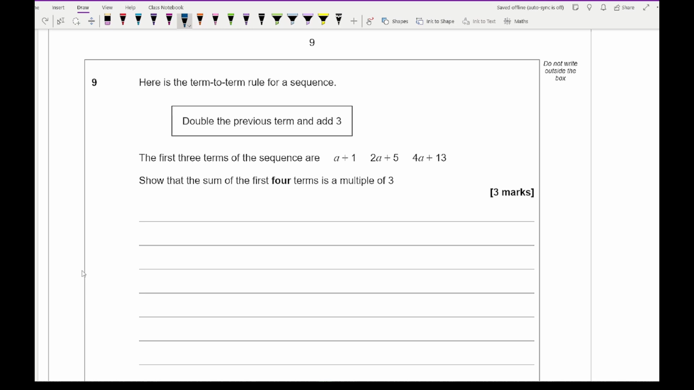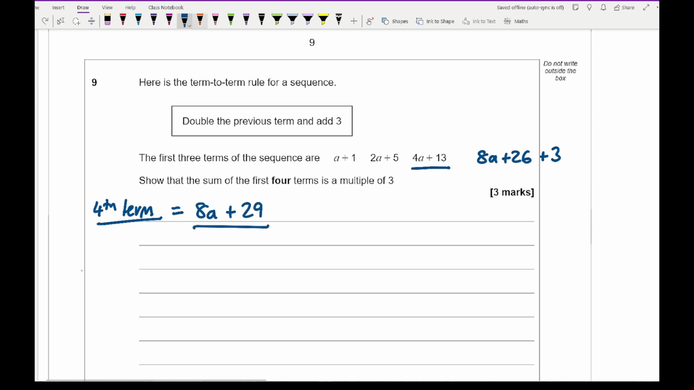So for this particular question, the first thing we need to do is find the fourth term. To find the fourth term, what we need to do is double the previous term. So that's going to be 8a plus 26, and then we add 3. So the fourth term is going to be 8a plus 29.